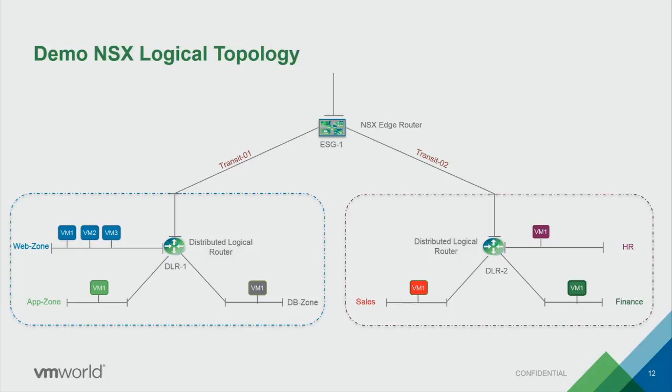So here is the topology that we are going to refer to for our demonstration. In this example, we have two 3-tier networks. The first 3-tier is a web, app, and DB zone, connected to a distributed logical router.